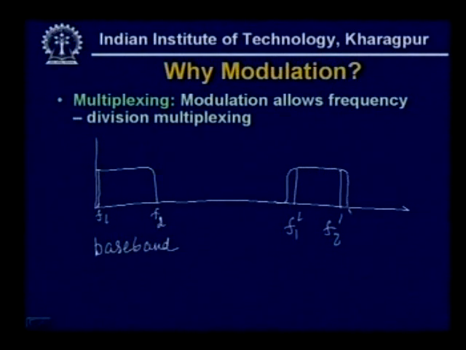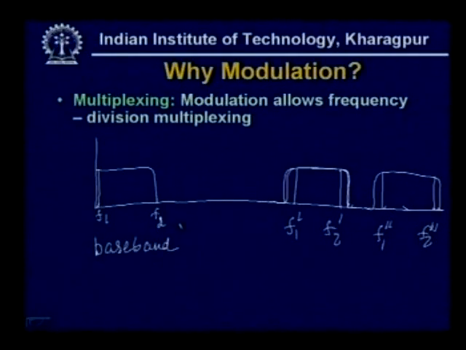Now, this is converted into a band pass signal, which can be transmitted through a band pass channel. Another signal of the same frequency range can be translated to frequencies such as f1'' to f2''. Now, both of them can be sent through the same channel. As you can see here, you can separate them with the help of a band pass filter at the receiving end. In other words, this allows you to send both these two separate signals simultaneously through a transmission media.